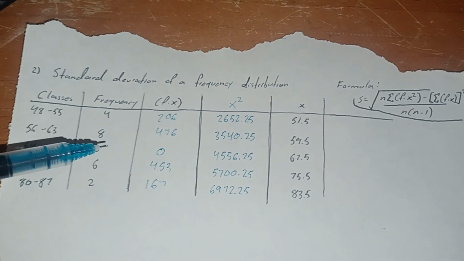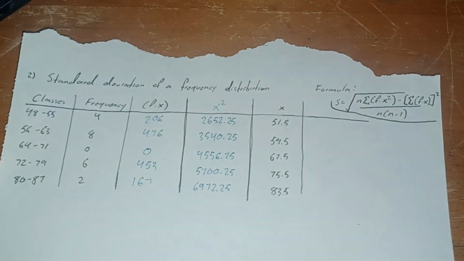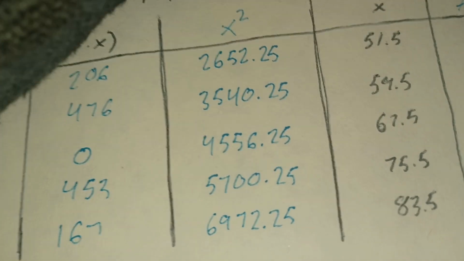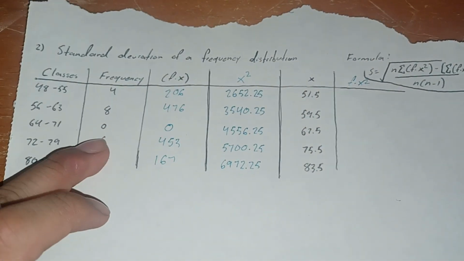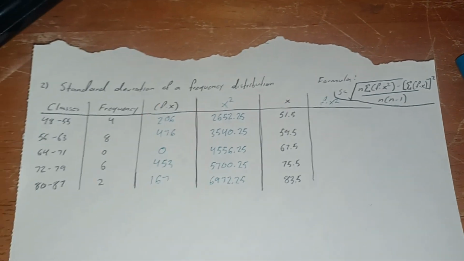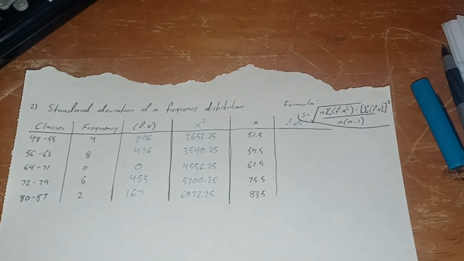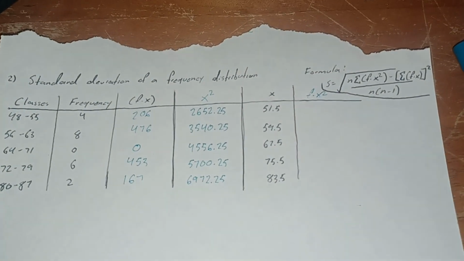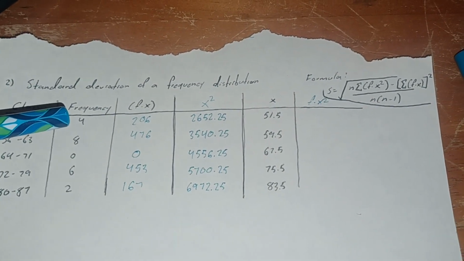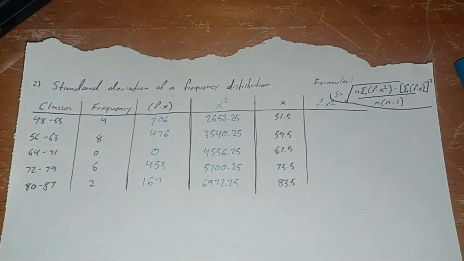So we need to multiply f times x squared. We're going to put it in this column: f times x squared. We want the sum of that, and then we'll be able to compute it in our formula. So basically just multiply 4 times 2,652.25 for all of them.